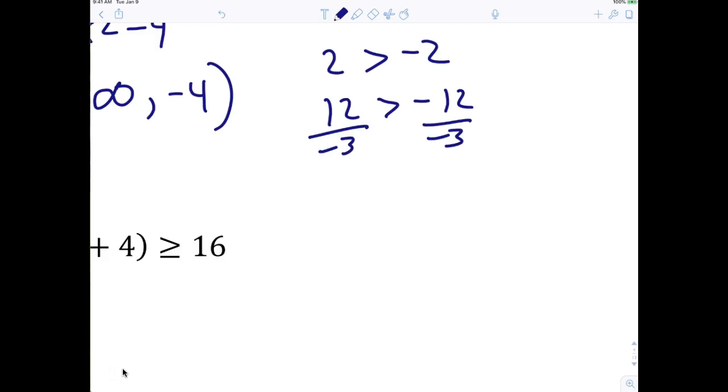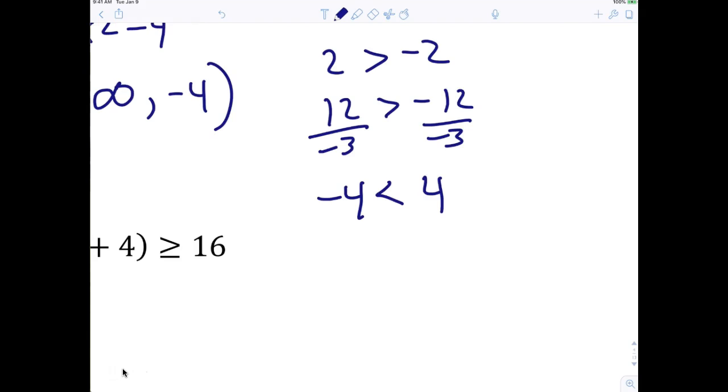If I divide by -3, I get -4 is greater than 4. That's not true. You with me? So that's why they had to say, okay, in order to make it true, you have to switch the sign. That's the only time that will happen, if you multiply or divide by a negative. Multiplying or dividing by a negative, you have to switch the sign.